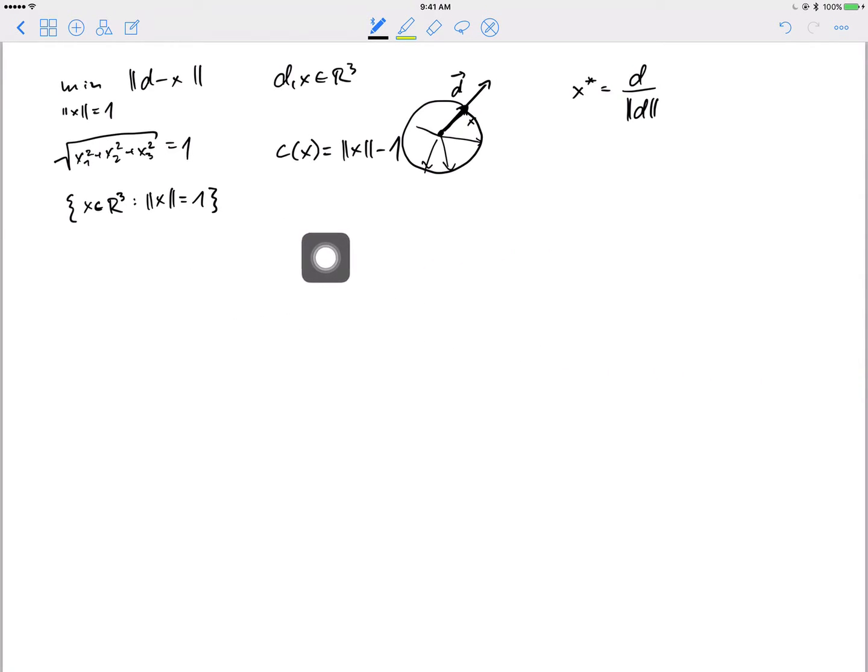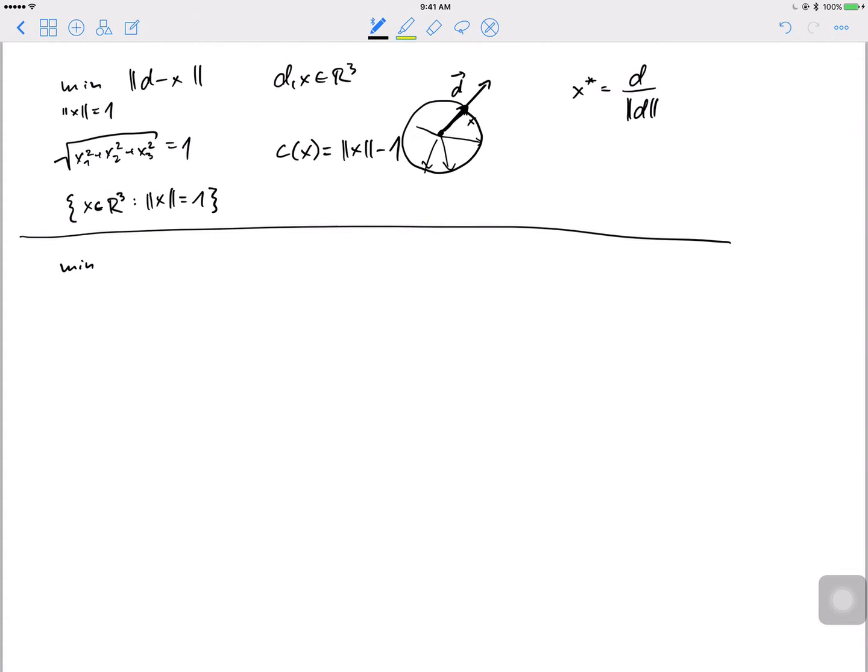So what this example illustrates is that even though you have a non-convex problem, the solution does not have to be difficult. I will show you one more. This was the trivial example. I will show you a non-trivial example. Let's take a look at this. I want to minimize a half of the norm of Ax squared, subject to the constraint, which is actually the same, that the norm of x is 1.